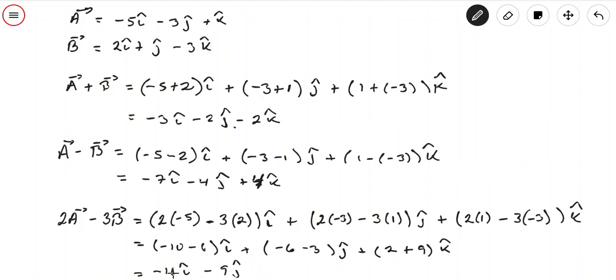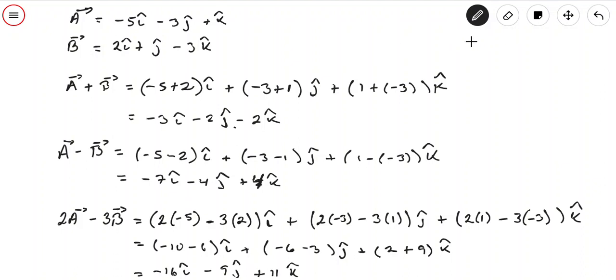And then this is a 16, remember. And then 2 plus 9 is 11, k. And we did it. So we multiply each vector by the scalar, and we found the difference between both.